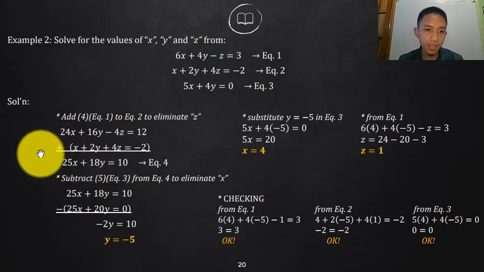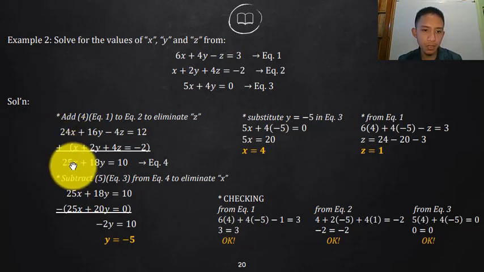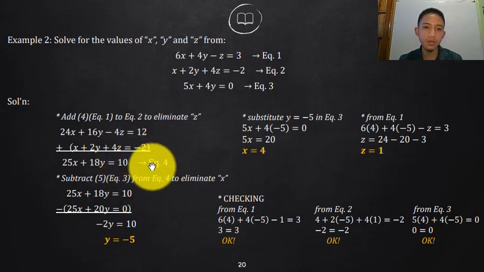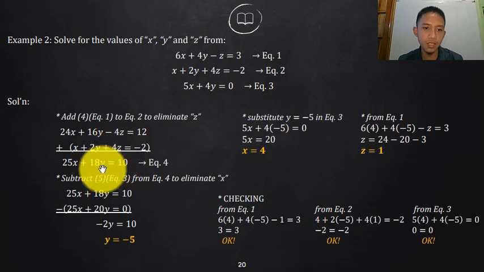If I add this one, 24 plus 1, that will be 25x. 16 plus 2, that will be 18y. Now, negative 4z and positive 4z cancel, isn't it? Because we are adding that one. 12 plus negative 2, they will subtract as positive 10. So you have your equation 4, which is x and y. This is what I'm saying, a new equation which is x and y only.